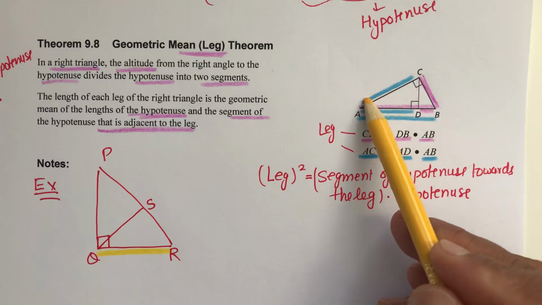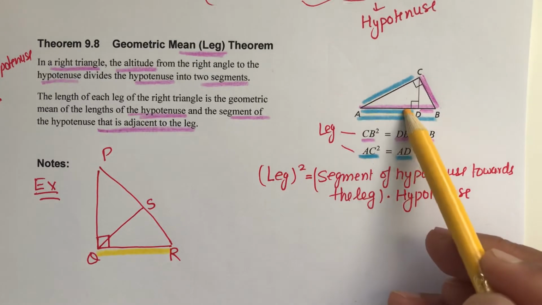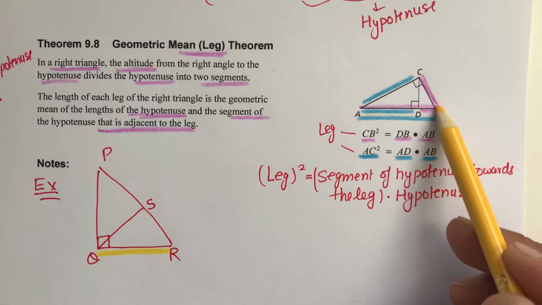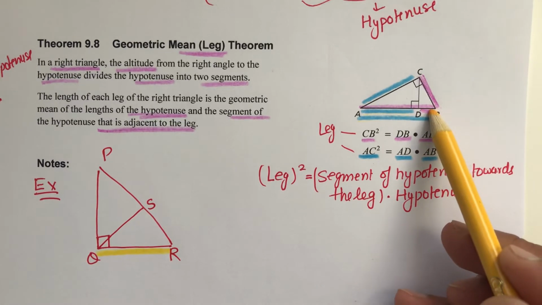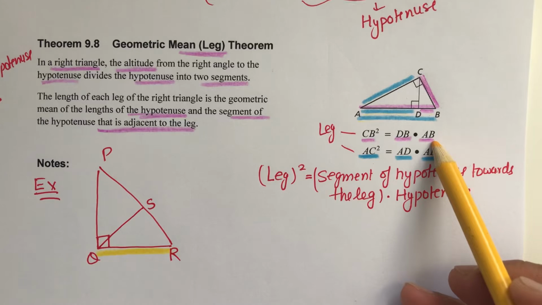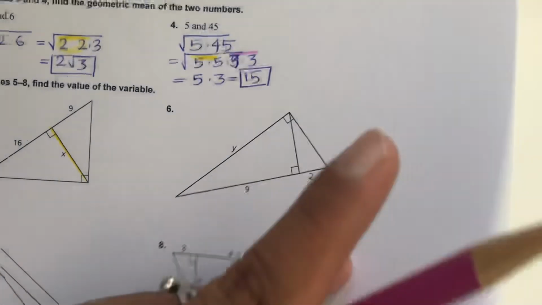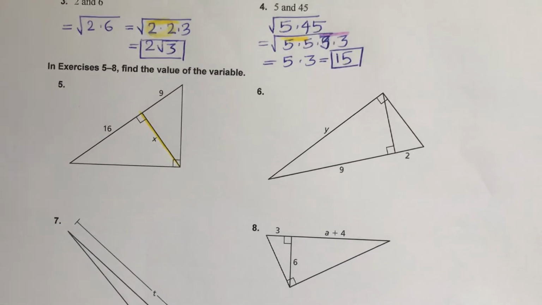So if I'm finding AC square, that's going to be AD times the whole AB. If I'm finding CB square, that's going to be DB times the whole AB. So the way we are going to use these two in the questions here, from 5 to 6. So how to do it?